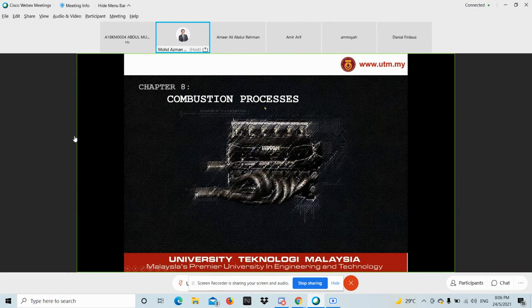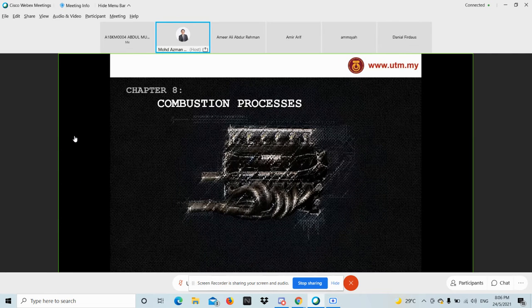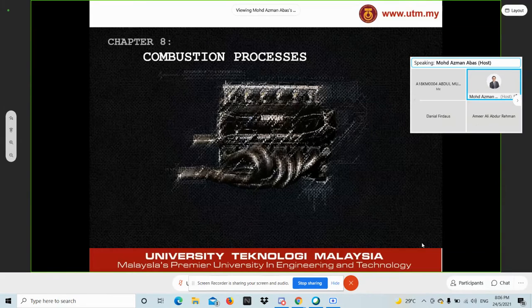On combustion process, which is split into combustion for spark ignition engine and the other one is compression ignition engine. So there are two sub-chapters under combustion process.